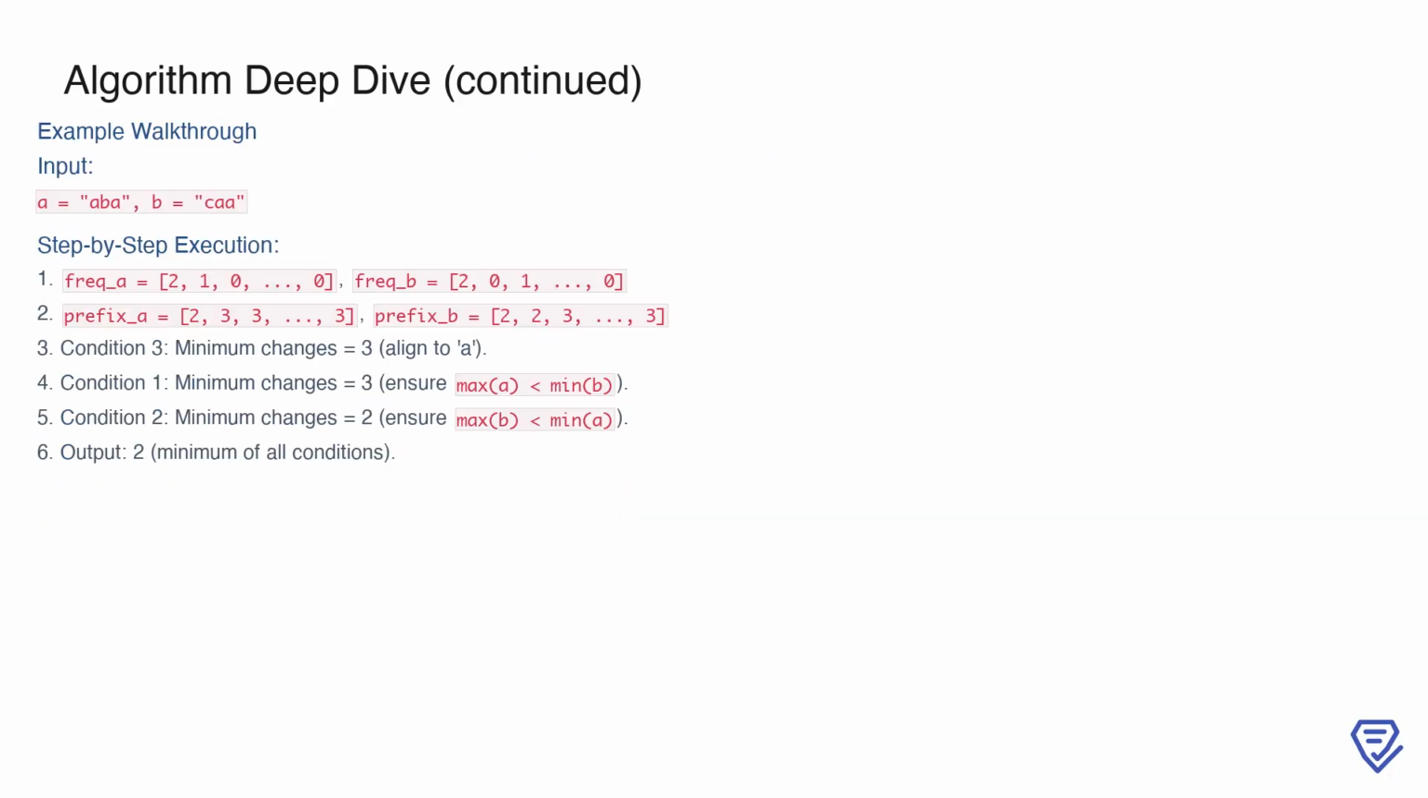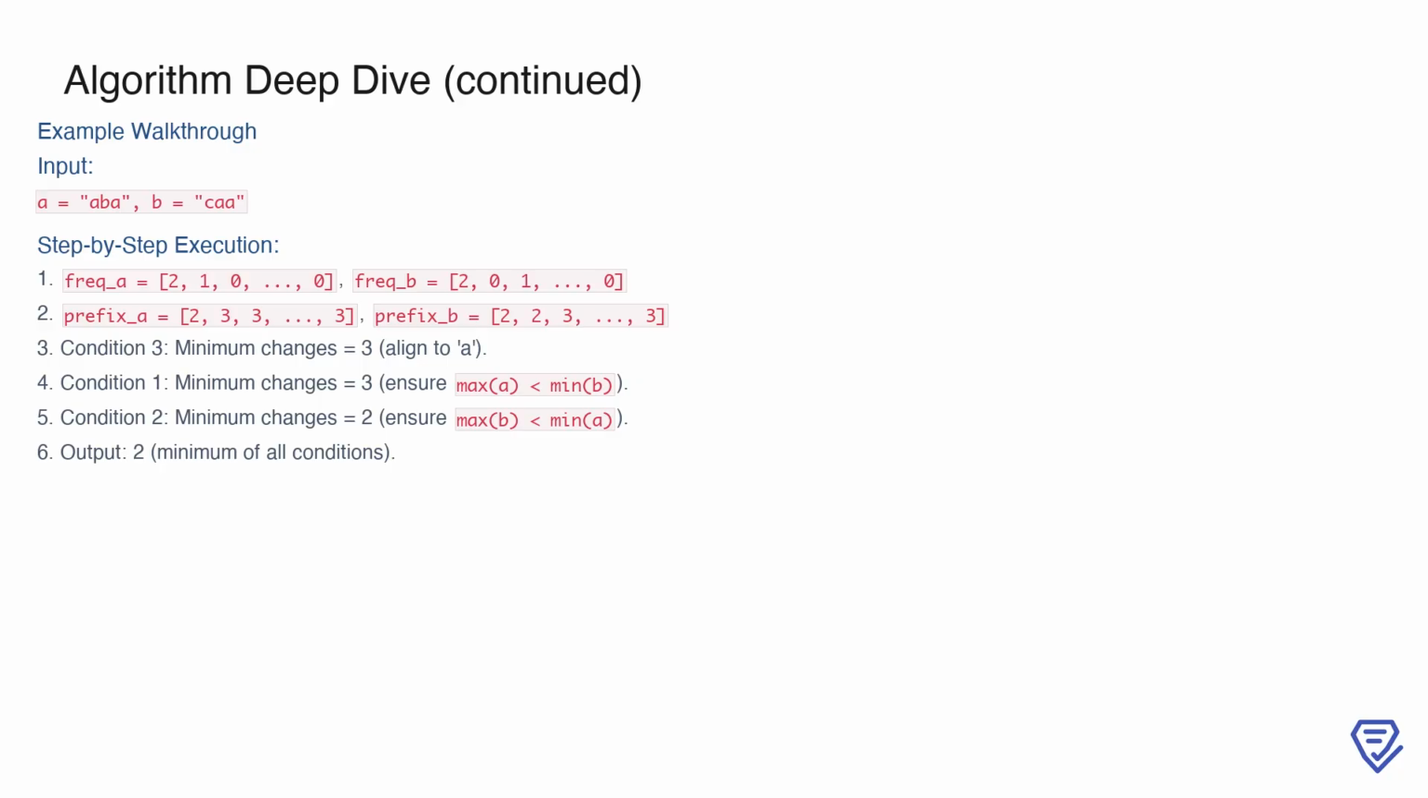To understand the algorithm better, let's walk through an example. Suppose the input strings are A equals "ABA" and B equals "CAA". First, we construct the frequency arrays, frequency_A equals 2, 1, 0, 0, and frequency_B equals 2, 0, 1, 0. Next, we compute the prefix sums, prefix_A equals 2, 3, 3, 3, and prefix_B equals 2, 2, 3, 3.